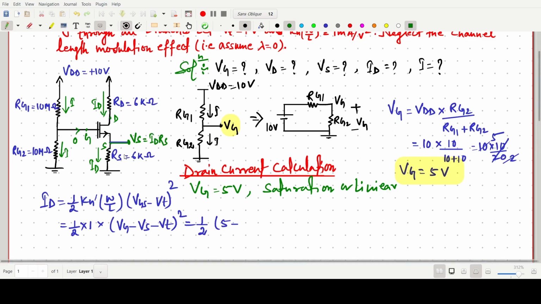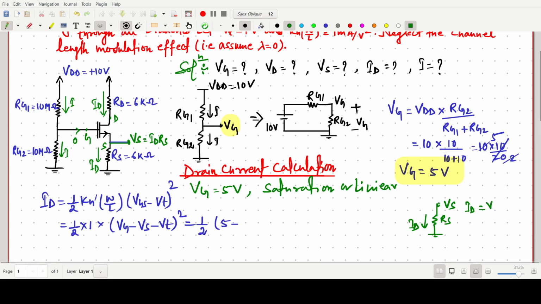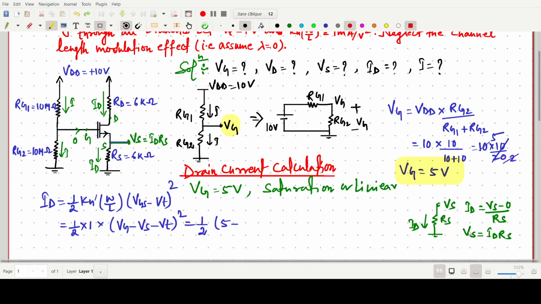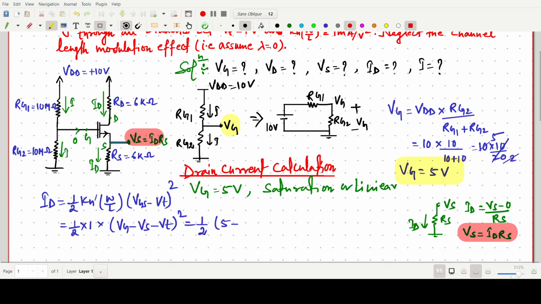ID times Rs. Simply this one is our Vs and this one is the ground potential. And we know that the drain current will be like this, through Rs. So the ID value can be written as (Vs minus 0) by Rs. So the voltage across the source is simply ID times Rs. This is an important point, and I am highlighting this one. Okay, so this will be simply ID times Rs.